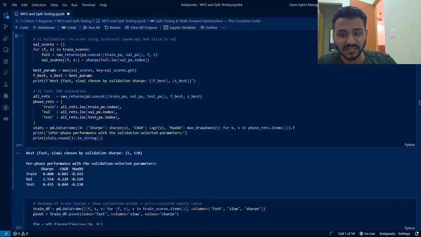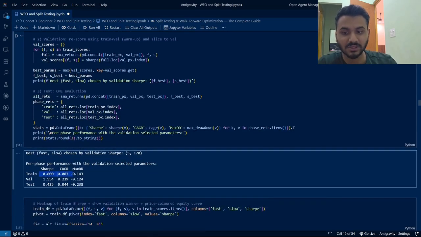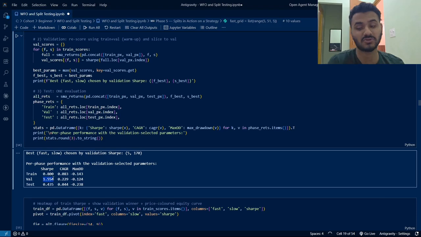As you can see right here, then validation. Why is the Sharpe ratio so high? Because we chose the best hyperparameter on the validation period, and then ran it on test as well. Whereas you can see there is a huge Sharpe ratio degradation, which is definitely not acceptable.